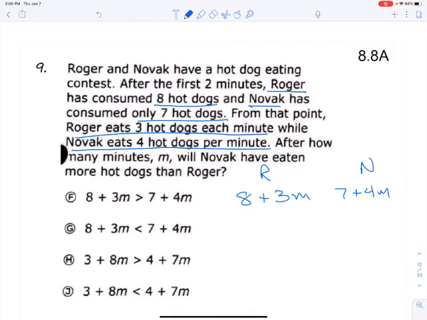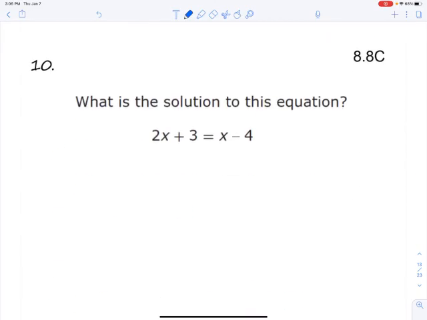And now it says, after how many minutes will Novak have eaten more hot dogs than Roger? So I need Novak to be more than Roger, so I put a less than symbol there. So we look over here. Okay, if we look at H and J, they've got the M's on the wrong numbers. So that's why H and J are out. So we're only looking at F and G. Okay, now which one actually has that? G. Okay.